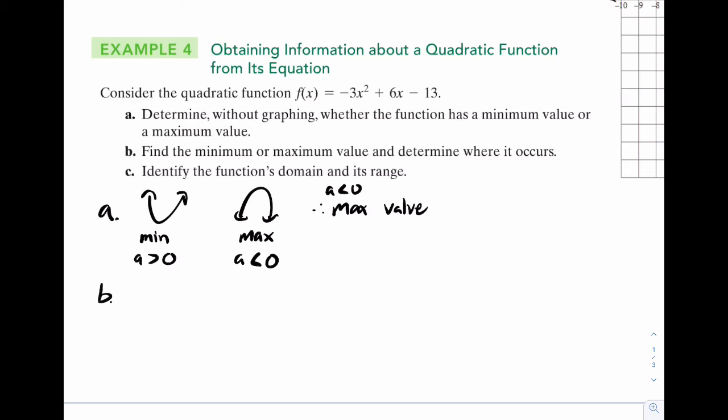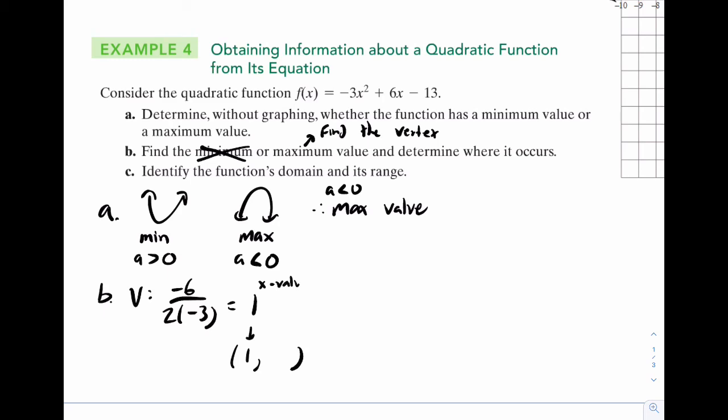Okay, B, find the min or max. So we'll cross out min and we know it's a max. Determine where it occurs. If you ever see this, that just means find the vertex. And we know how to do that. We have our vertex formula. So let's do opposite b. That's going to be negative 6 over 2a. 2 times negative 3. That's going to be 1. Now remember, that 1 is the x value of the vertex.